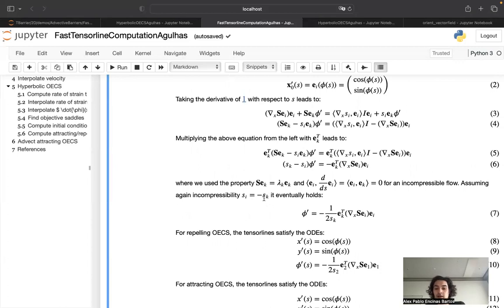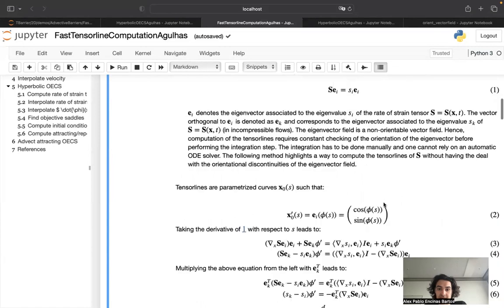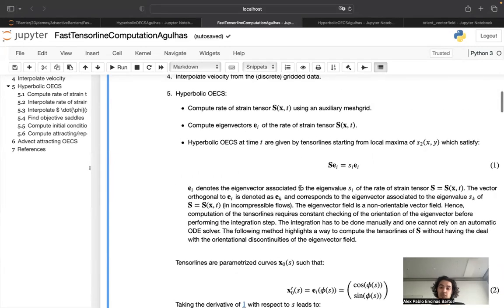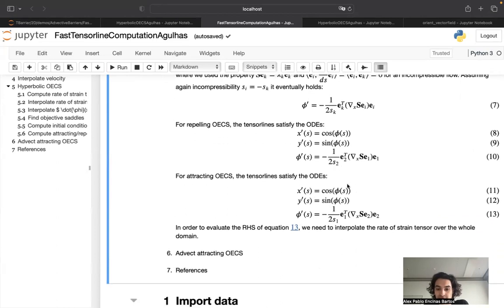Sk need to have the same magnitude, but with opposite sign. So the only thing we actually need to do is, again, we need to look for the local maxima of the S2 field, because that's where we want to launch the tensor lines from. And then we simply need to have an interpolant for this right-hand side.